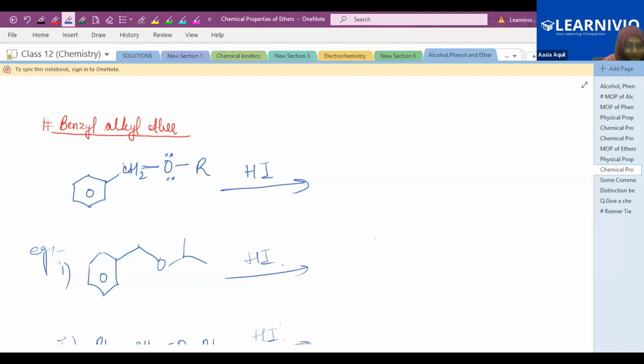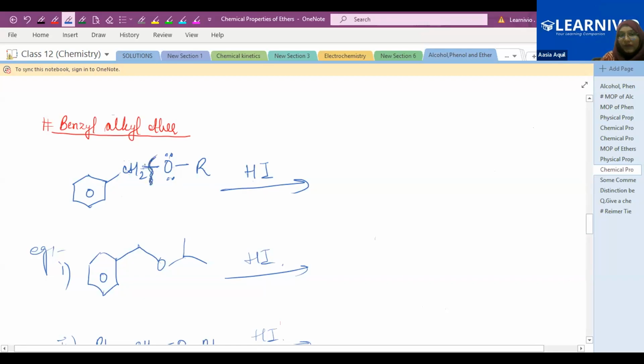Now the question is, when you treat this benzyl alkyl ether with HI, what happens over here? Again, you know very well this bond cannot break. You are supposed to break the carbon and oxygen bond. This is not a carbon and oxygen bond. You can either cleave this bond or this bond, but because the CH2 is very much reactive, you are supposed to break this bond.